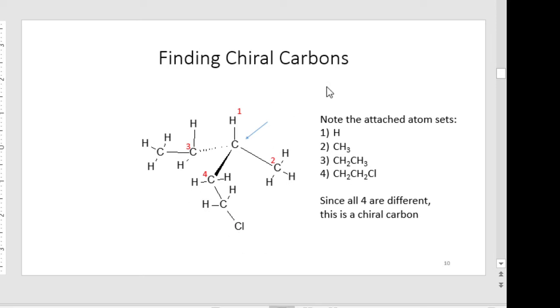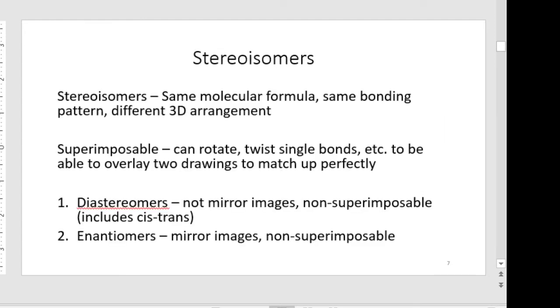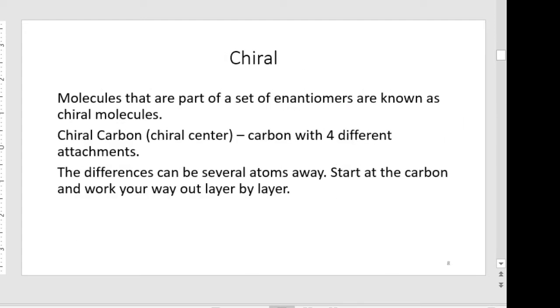Alright. So sometimes you have to go a bunch of carbons away. If there's any difference at all, they're different. Alright, so finding these chiral carbons can be a little bit tough because sometimes you got to go far out there. Alright, so let's see what we got.